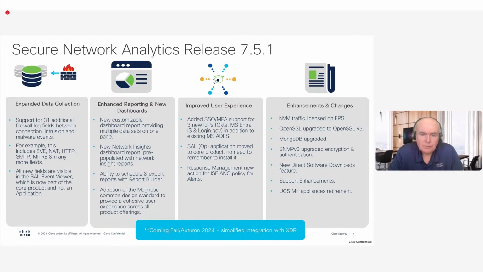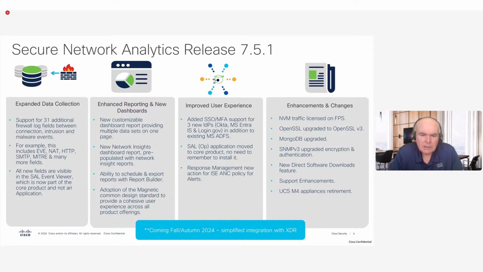In 7.5.1 also, we've retired the UCS M4 appliances. So you won't be able to upgrade those to 7.5.1 if you already have those existing. If it's a virtual appliance, then it's no problem, to be honest. You can still do that if you have a VM approach, but if it's the hardware, then they're no longer supported for this version.